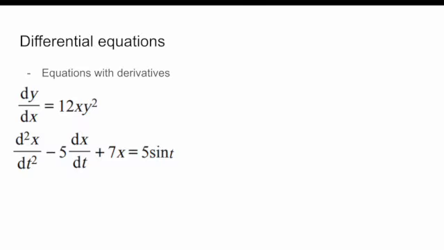So differential equations are just equations with derivatives. For example, this is a differential equation because it has a derivative right over here. This is a second order differential equation because there's a second order derivative. So it's the derivative of a derivative, and it also has a first order here, but this is primarily a second order differential equation. So we'll be looking at some methods to solve these.